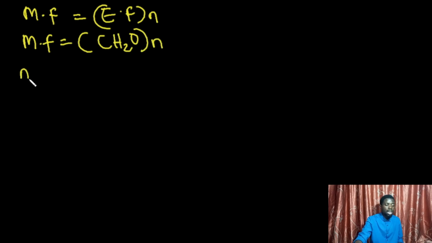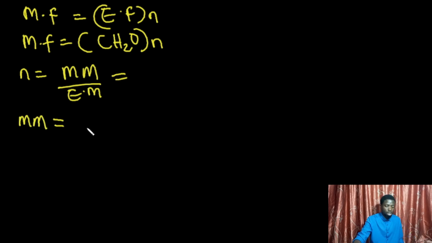So let's find n. n is equals the molecular mass divided by the empirical mass. In the question, we are not given the molecular mass. So let's find the molecular mass. The molecular mass is going to be equals vapor density multiplied by 2. You convert the vapor density to molecular mass by timesing by 2. In this case, we had 45 as vapor density multiplied by 2. Therefore, the molecular mass is going to be 90.